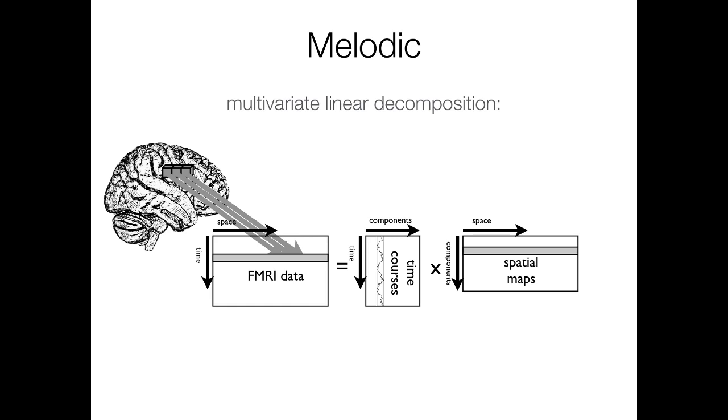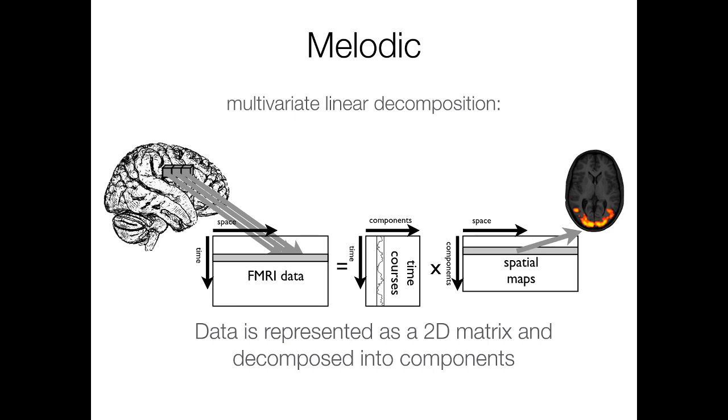ICA decomposes this time by space matrix into 2 more matrices. The first one containing a time course for each underlying component, and the second one containing a spatial map for every component that it has identified. And when this is finished, we can take each row of the 2D spatial map matrix and rearrange it back into a 3D image which we can then visualize.